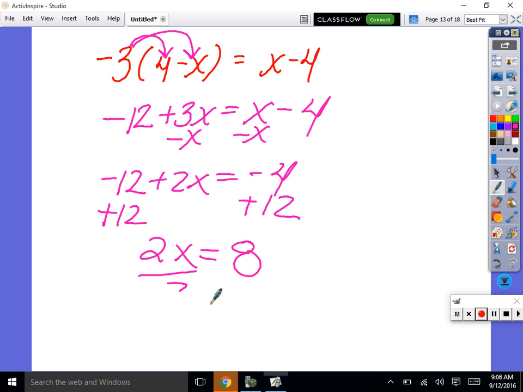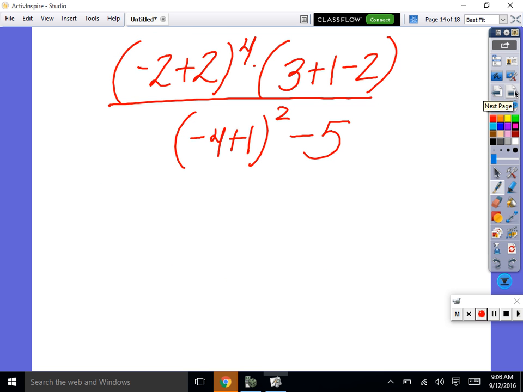And then we divide by 2, x is 4, correct? Does everybody see how I did that? Okay, sweet. I feel like we're going to do good on the test. If I said simplify, it looks really scary, but this is not properties of exponents. Here's why. You see how there's only numbers? This is order of operations.